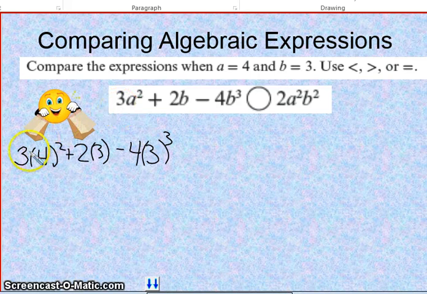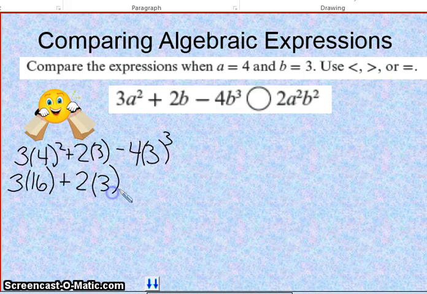Now to simplify the left side, we'll do order of operations, parentheses first, no operations in the parentheses here, exponents second, so no exponent on the 3, but 4 is squared, so that gets us 16, 4 times 4 is 16, plus 2 times 3, no exponents there, minus 4, no exponents on the 4, but 3 is cubed, so 3 times 3 times 3 is 27.